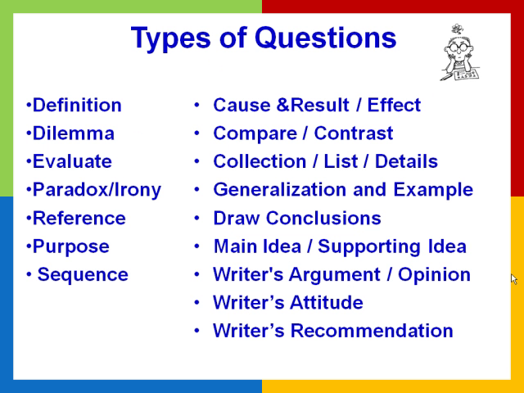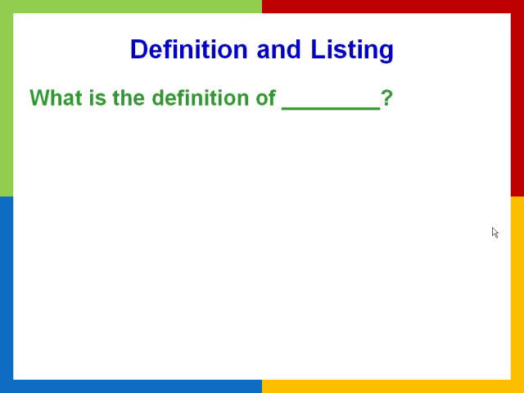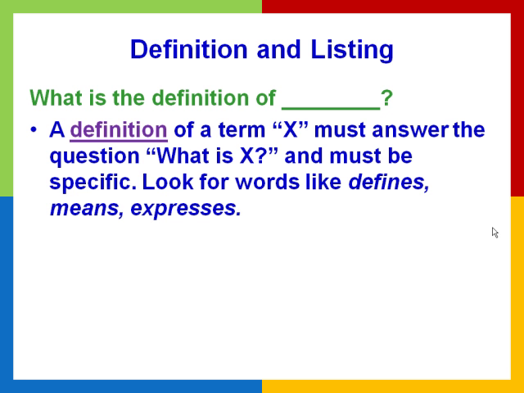What we can find in this video clip is a relation to some of the questions that you will find in your exams. Types of questions like dilemma questions or main idea questions. So here we go. Let's start with the type of questions of definition and listing. What is the definition of looks for a description of the term that you need to give. A definition of a certain term can be found with words like defines, means, and expresses.